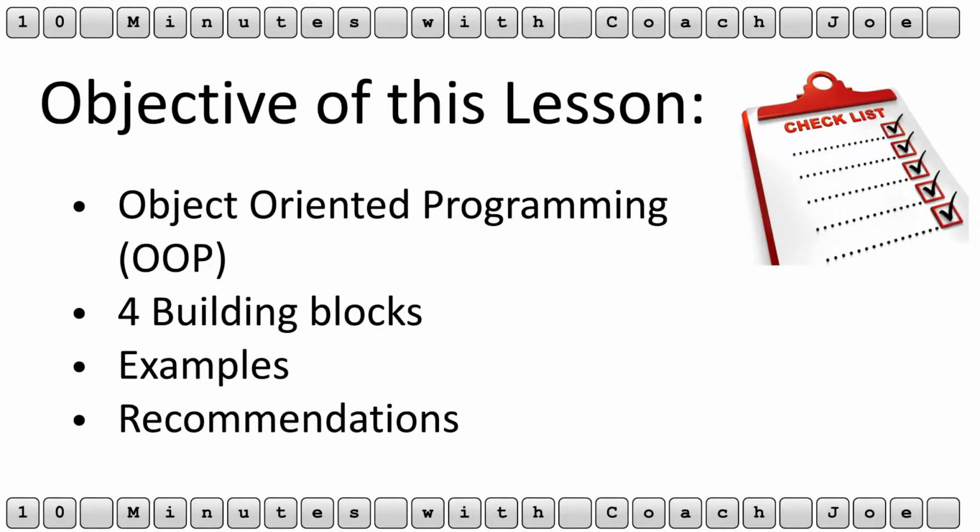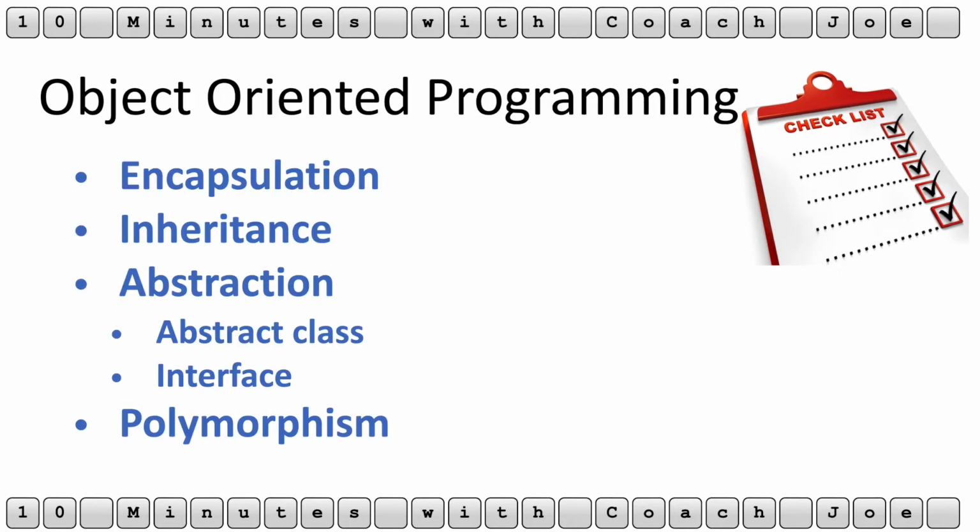In this lesson, we will review the object-oriented programming principles, cover the 4 major building blocks, and show how they work together. Common and recommended uses will be highlighted that will point you in the right direction. Object-oriented programming is about creating objects that contain both data and methods. The 4 building blocks for object-oriented programming are encapsulation, inheritance, abstraction, and polymorphism.